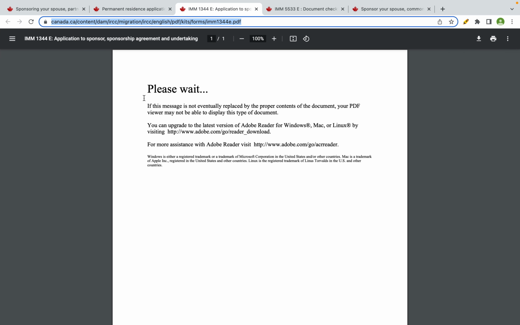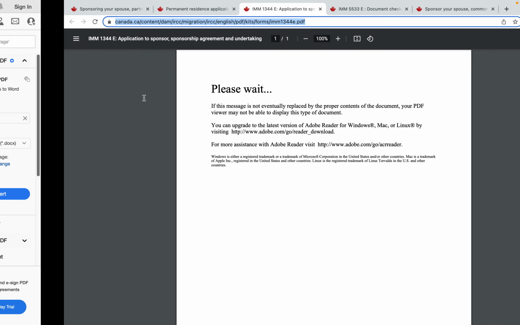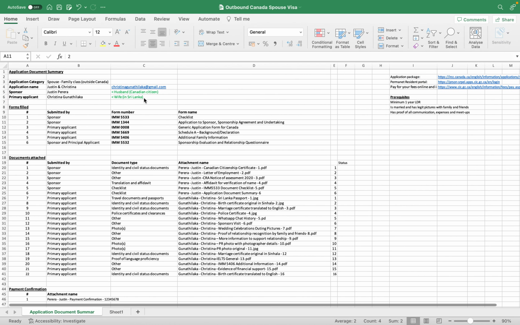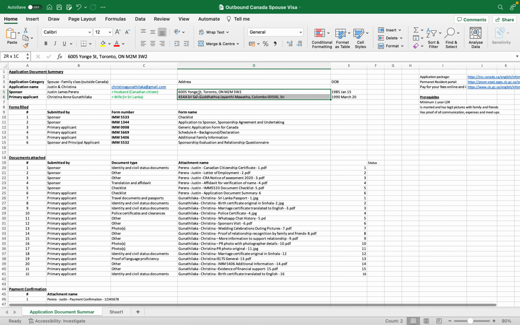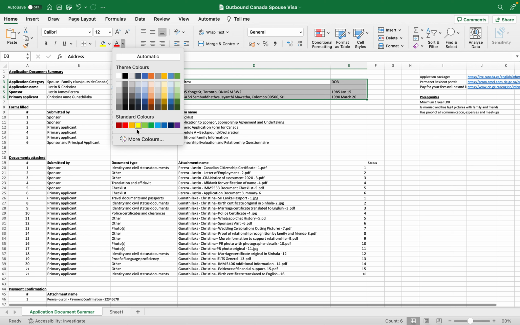So we can directly jump into it, but before that I am going to add a middle name to each of these people, the sponsor and the primary applicant. So we'll call this person Justin James Pereira, and Christina Gunathilaka. Two addresses for each of them, and also I have identified their date of birth. So this information should be good enough for us to continue with this form.